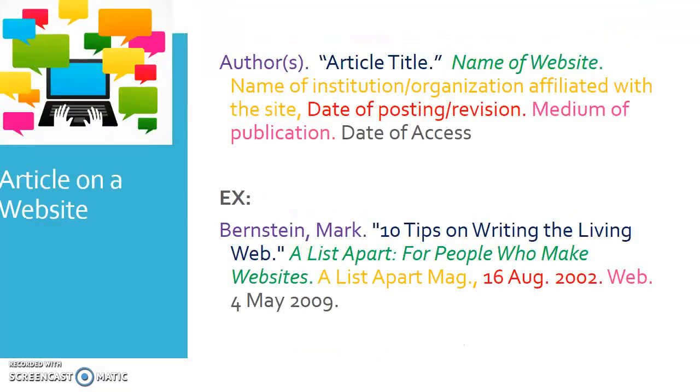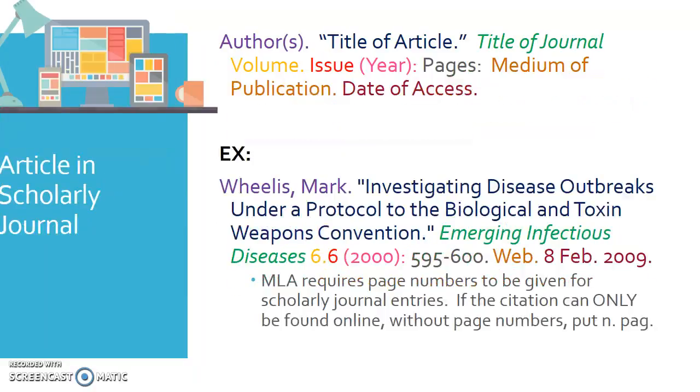Article on a website. So the article title. First, the author. Sorry, I totally skipped over that. That's so important. Author's name first. Then the article title, the name of the website, name of the institution or organization affiliated with the website, date of posting and revision, the medium of publication, and the date of access. So very similar to the last one, except you were putting the article title if you did not use the full website.